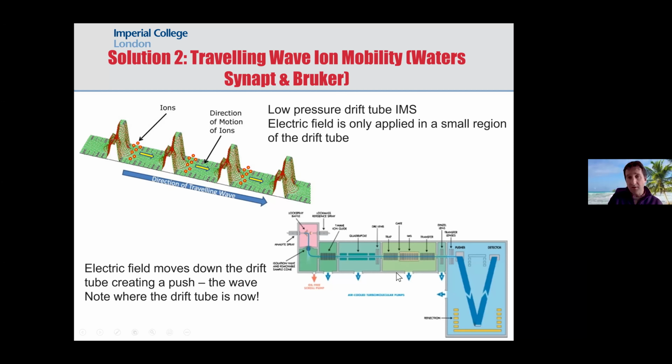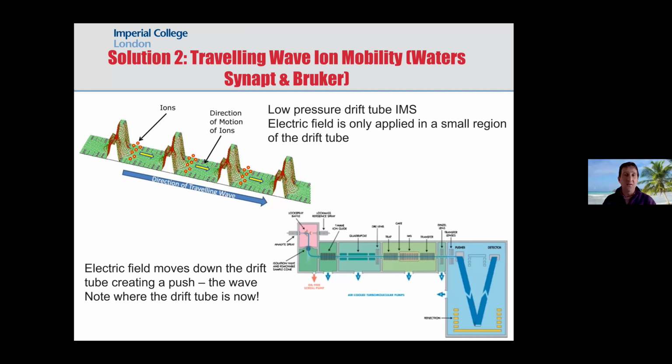Because they have their drift tube in the middle of their mass spectrometer, they need to have a low pressure drift tube. And in order to keep that length down, they've got this novel electric field which creates a wave down the tube. So what happens is the electric field is applied only at small regions of the drift tube, and that application of the electric field goes down through the tube to create a series of waves which push the ions along.